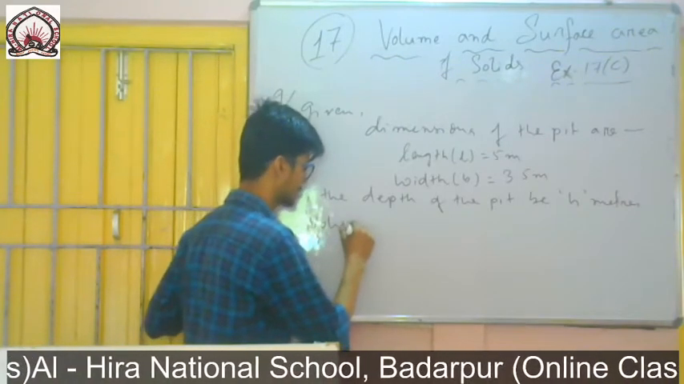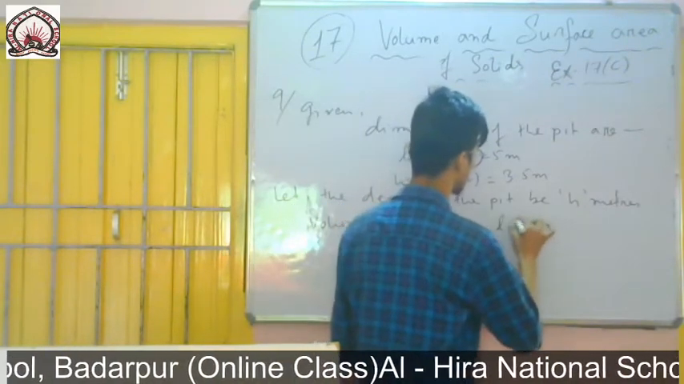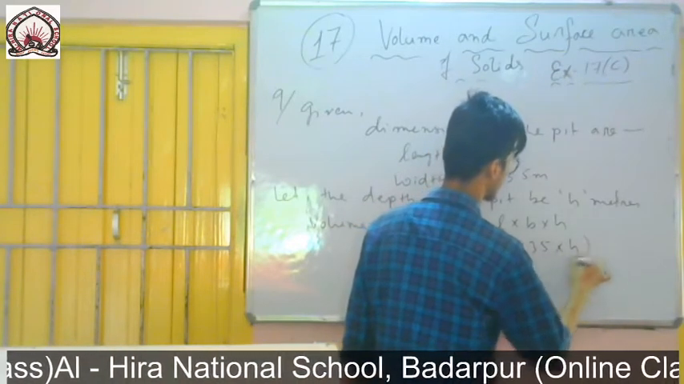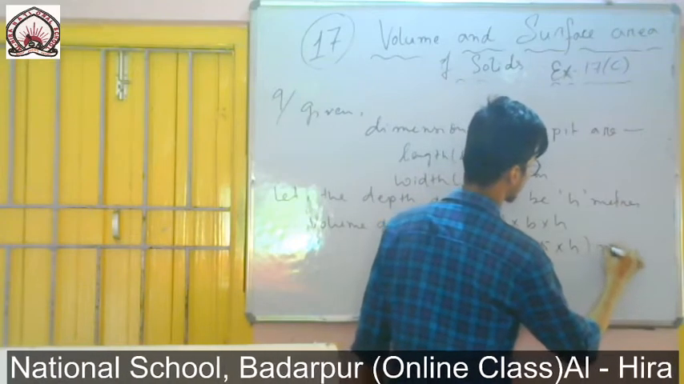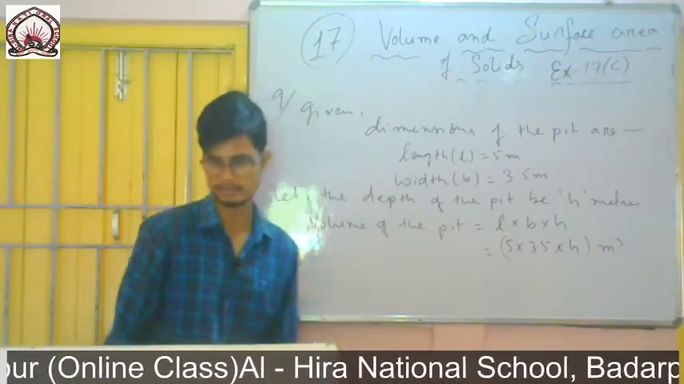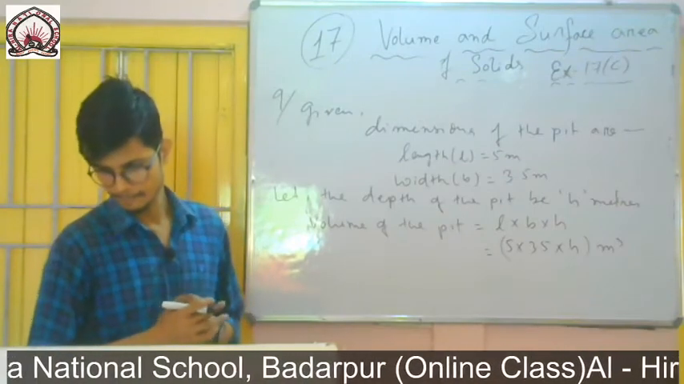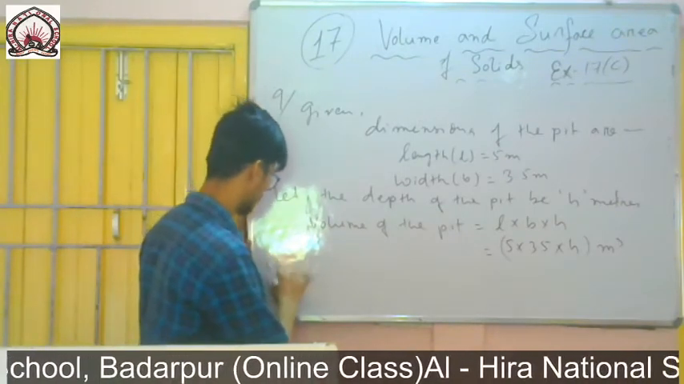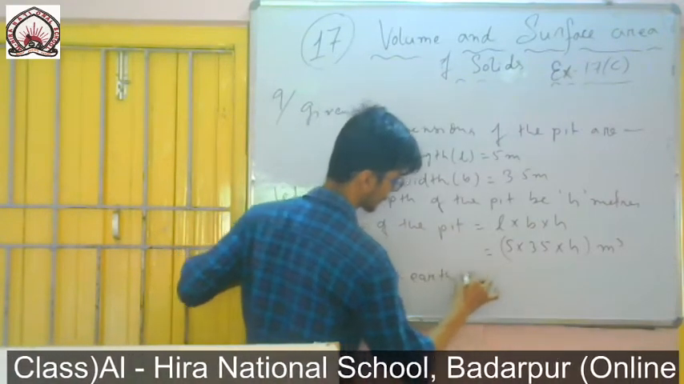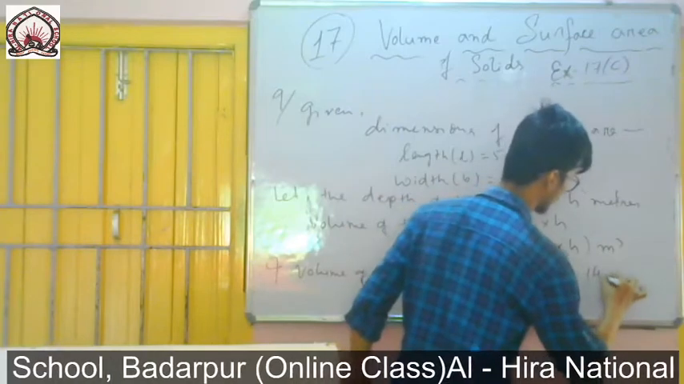Therefore volume of the pit is equals to length into breadth into height, which is equals to 5 into 3.5 into h, and unit is meter cube. 5 into 3.5 into h meter cube. Keep it like this, no need to calculate later on. And you see volume of the earth taken out is given 14 meter cube.